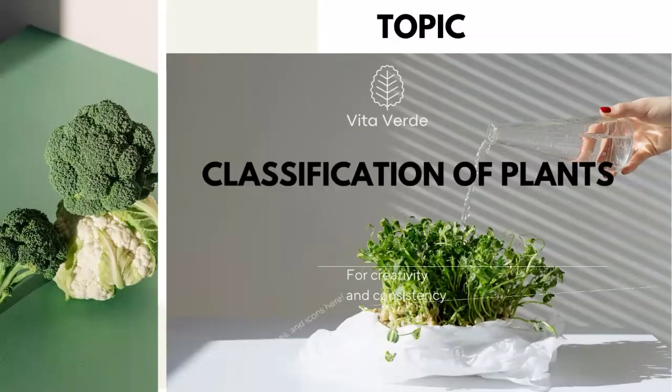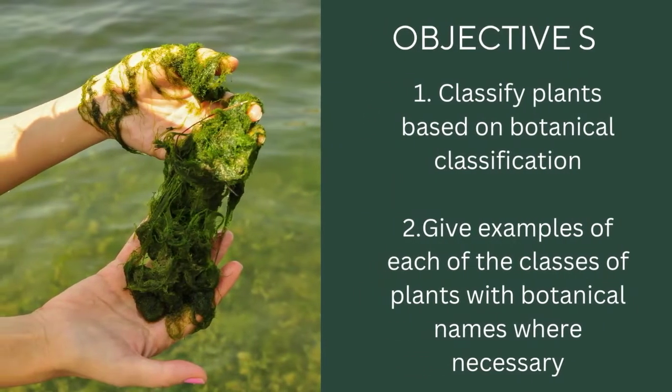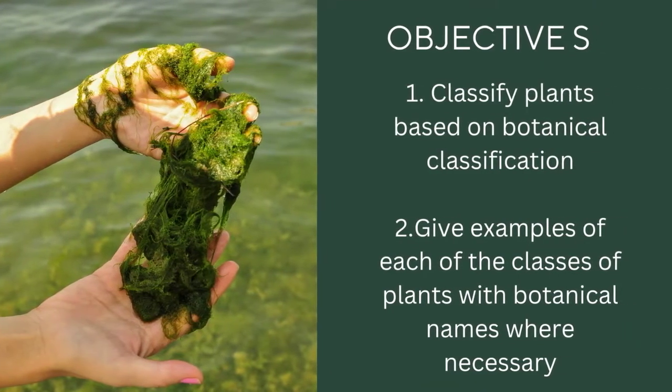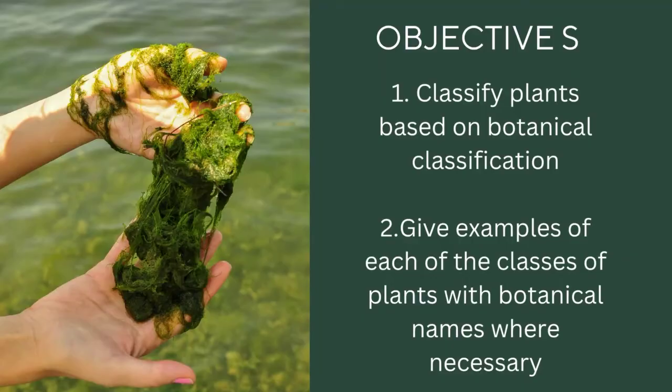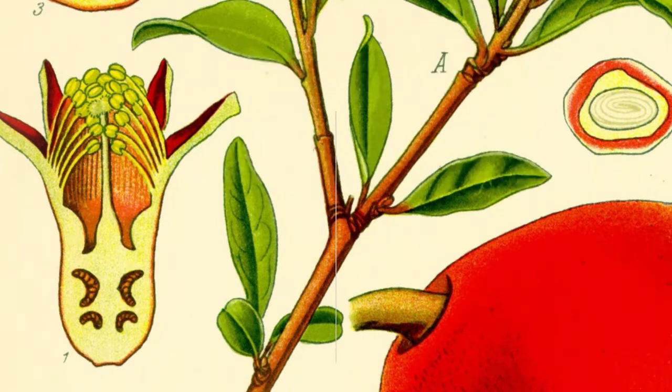The first topic we're going to see is classification of plants. Generally, classification is the act of grouping or categorizing living organisms, so it is the act of categorizing plants. Now, the objectives. At the end of this class, students should be able to classify plants based on botanical classification and give examples of each classified. Also give different classification. Under botanical classification, we are going to see the following.